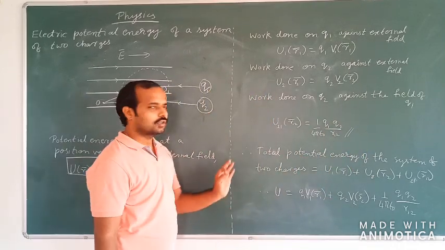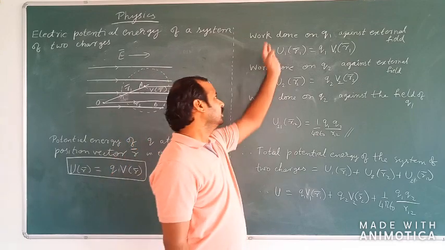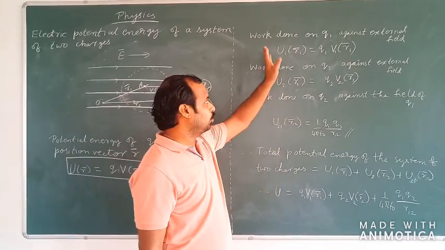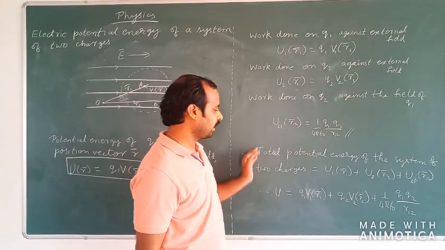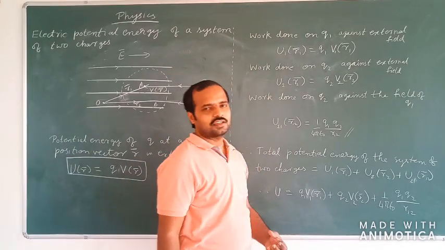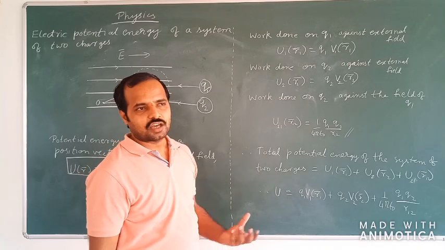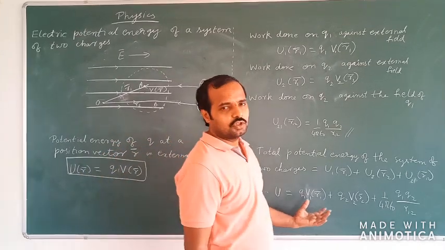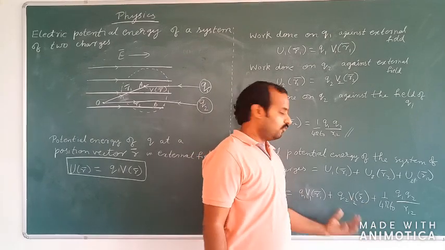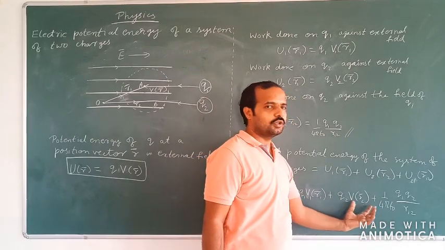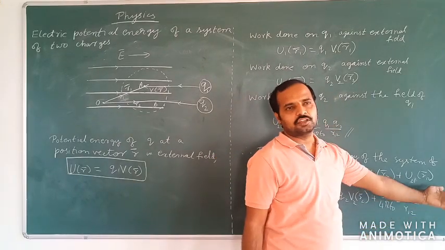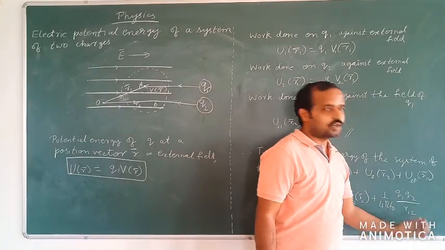Now the total potential energy will be the algebraic sum of U1, U2 and U21. So the total potential energy stored in this two-charge system will be U equal to Q1 V1 of R1 bar plus Q2 V2 of R2 bar plus 1 by 4 pi epsilon naught into Q1 Q2 by R12.